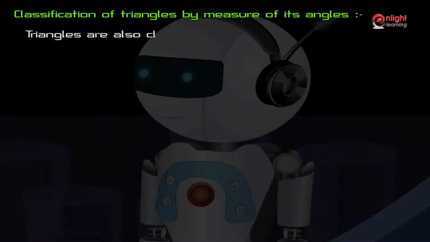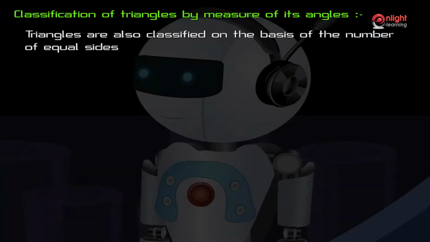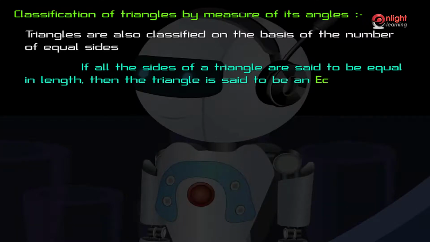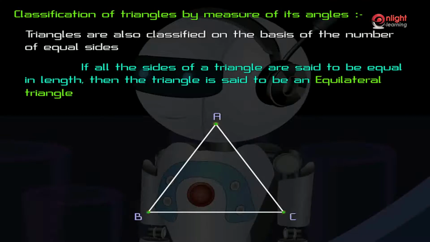Triangles are also classified on the basis of the number of equal sides they have. If all the sides of a triangle are equal in length, then the triangle is said to be an equilateral triangle. Now, the triangle ABC is said to be equilateral if the sides AB, BC and CA are equal in length.